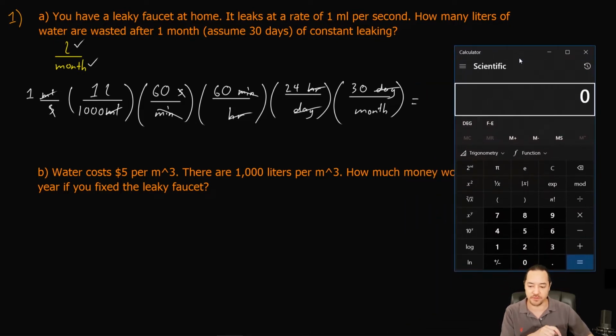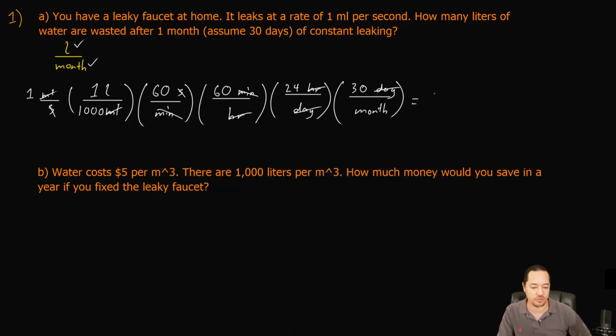Okay, so what do we have? We multiply all the numerators first. That's 1 times 1 times 60 times 60 times 24 times 30. And that is all divided by 1,000. That's the only thing we have in the denominator. So 2,592 liters per month.